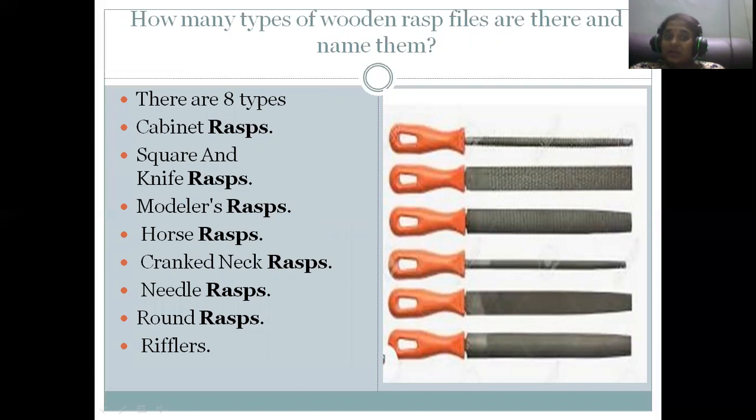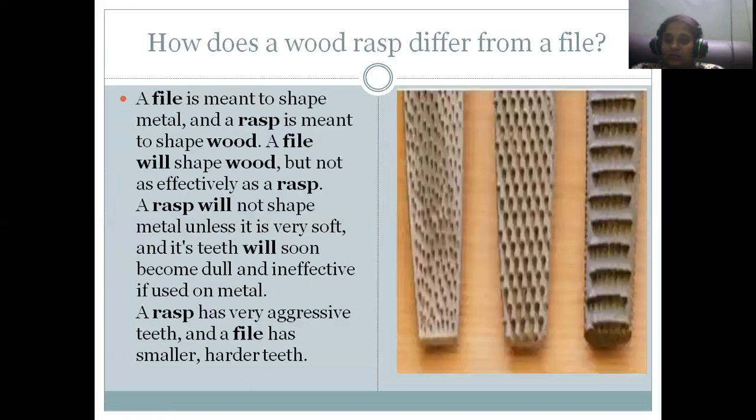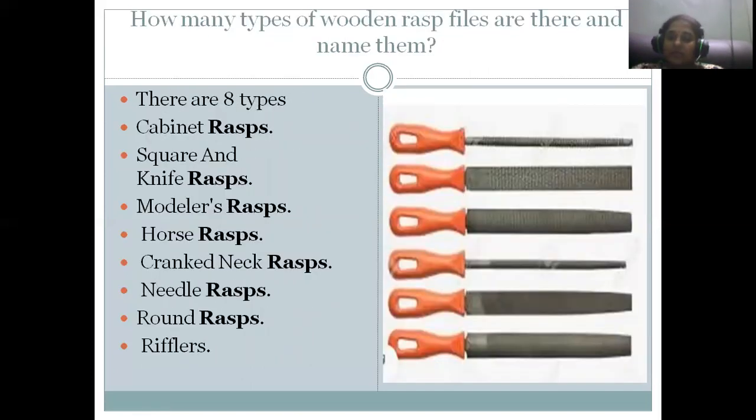There are 8 types of wooden rasps: cabinet, square and knife shaped, modular, horse, cranked, needle, round. So there are round, flat, curved, horse shaped, screw type, rifle types. So these are different types and shapes of files which will have sharp teeth this way.